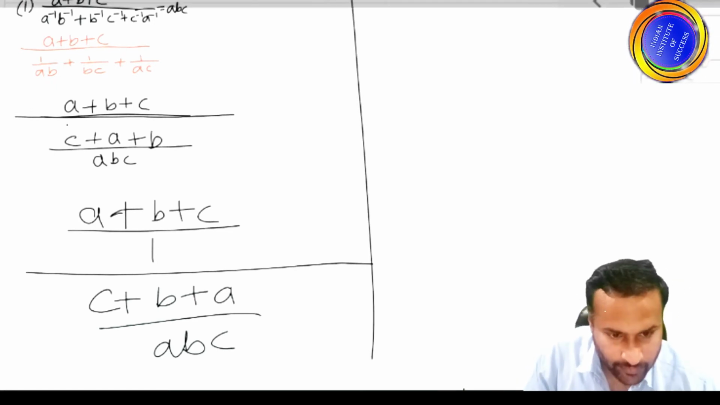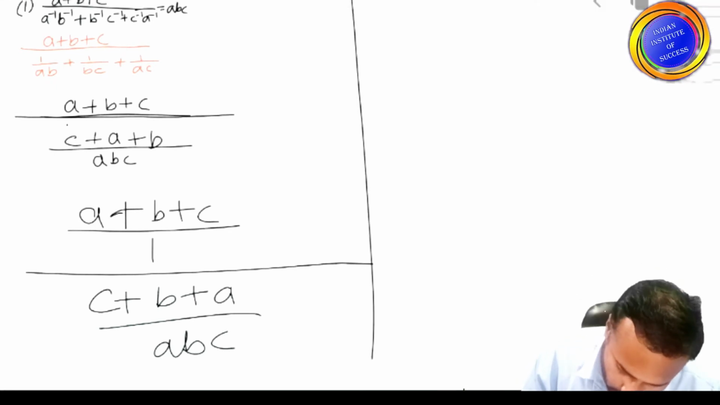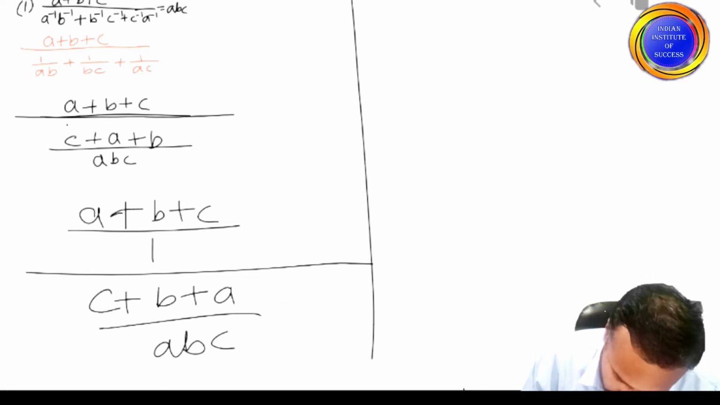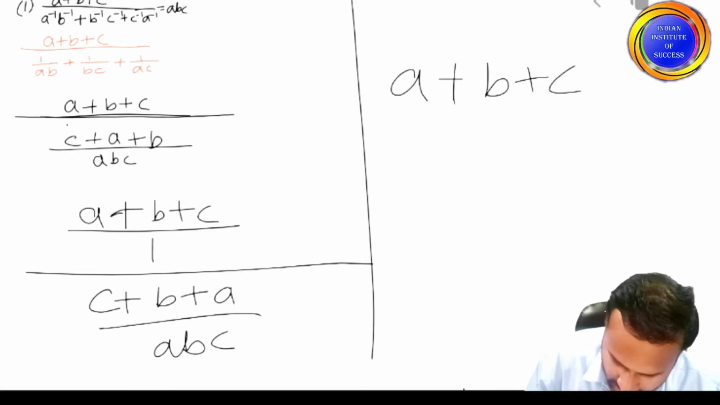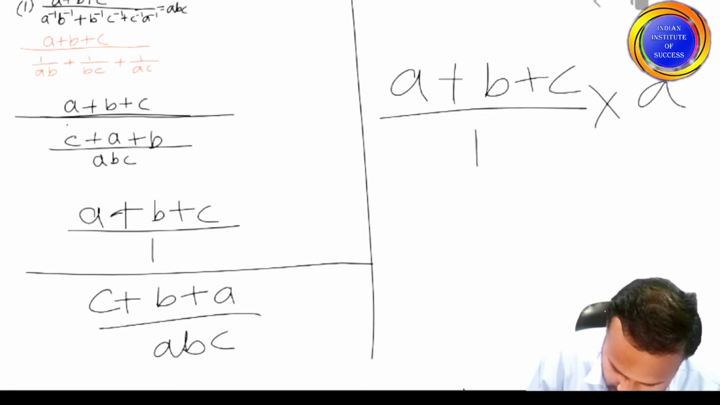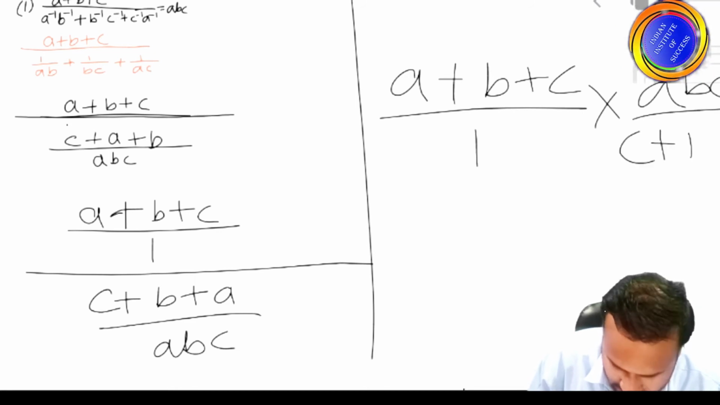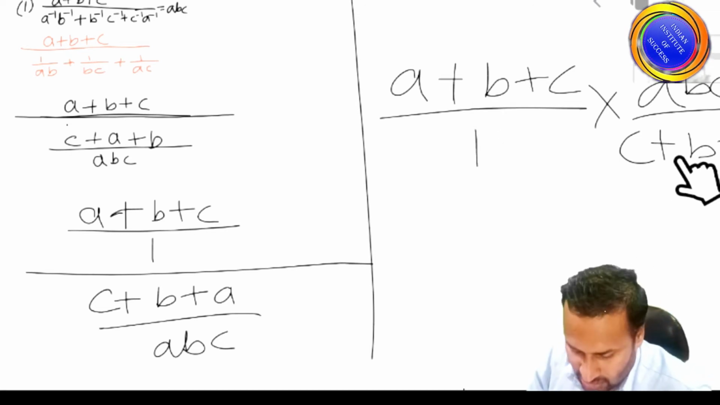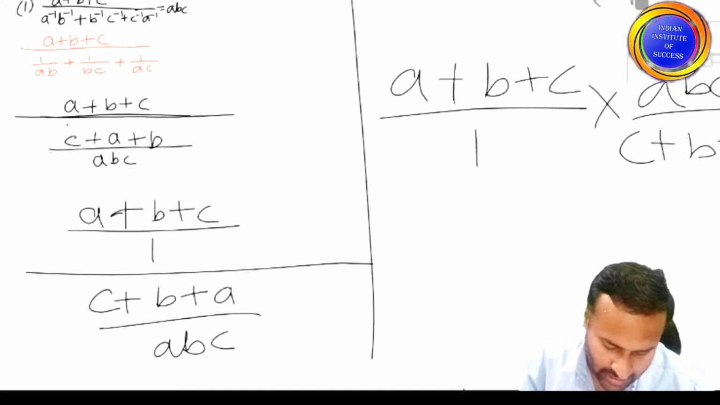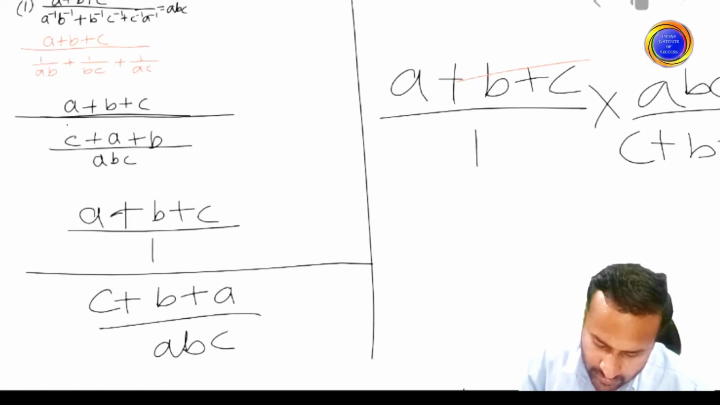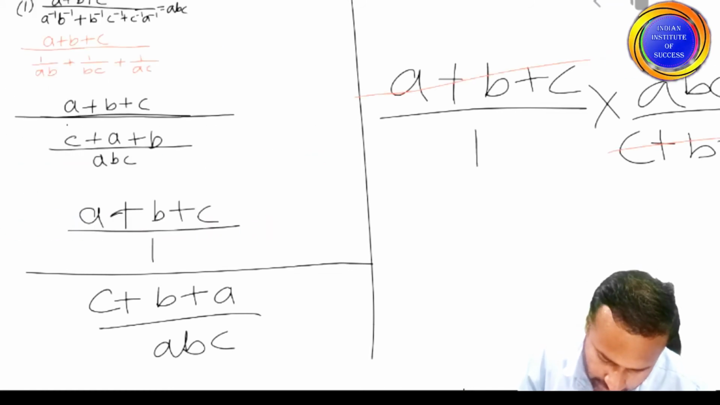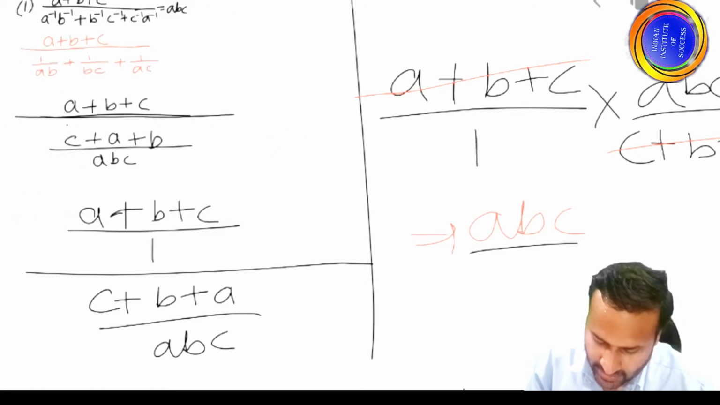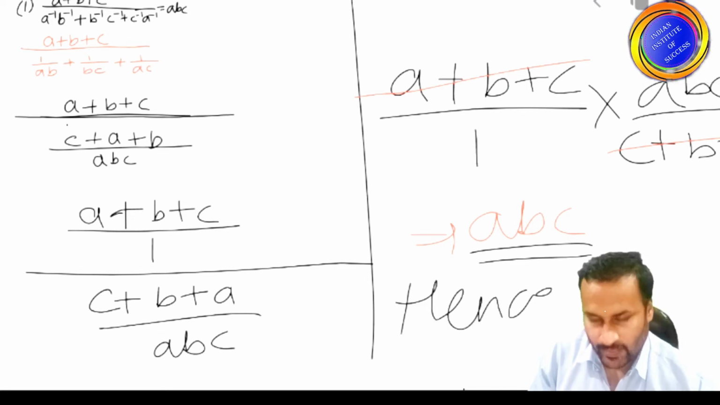Now what will we do? This will multiply to this, simplify. So I am just doing that: a plus b plus c upon 1 multiplied by abc upon c plus b plus a. Now you can see this numerator is the same as this denominator, so the whole term will cancel out. So we have abc as the answer. So this is the answer, hence proved.